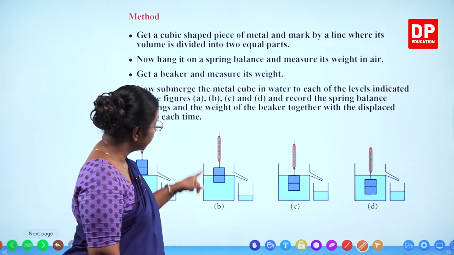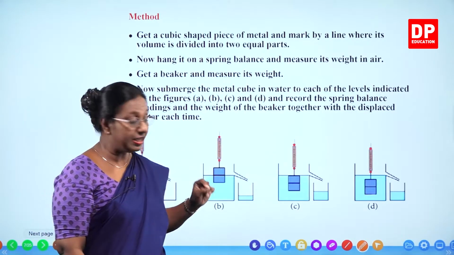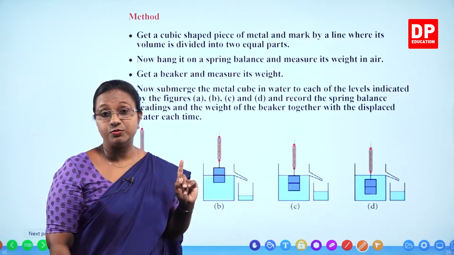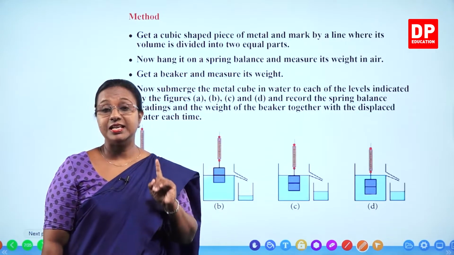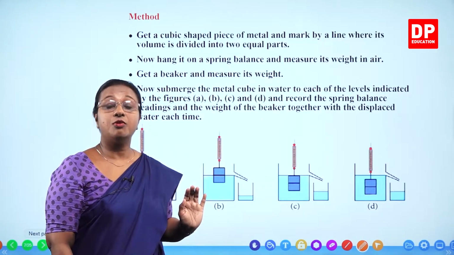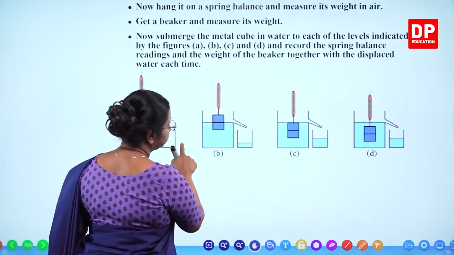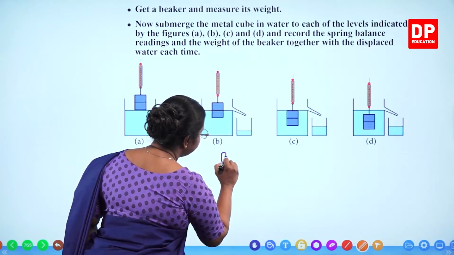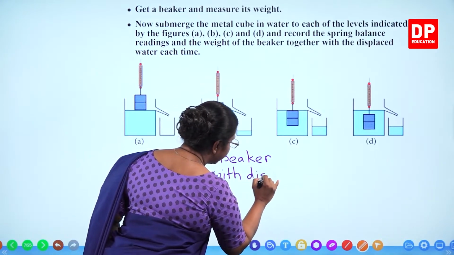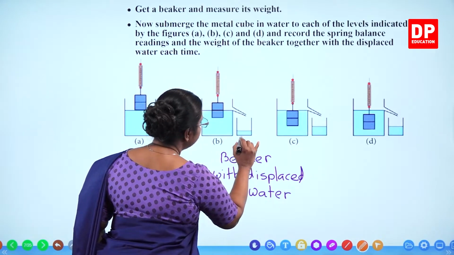There, what you need to do is, while it is immersed half volume in water, you need to get the spring balance reading, and also you need to get the weight of the beaker with displaced water. Now, when water flows out, we say it as displaced water. It's displaced by the object. The object only pushes the water out, or it displaces the water out. So, this is the displaced water. So, here beaker with displaced water. So, we get the weight of that.